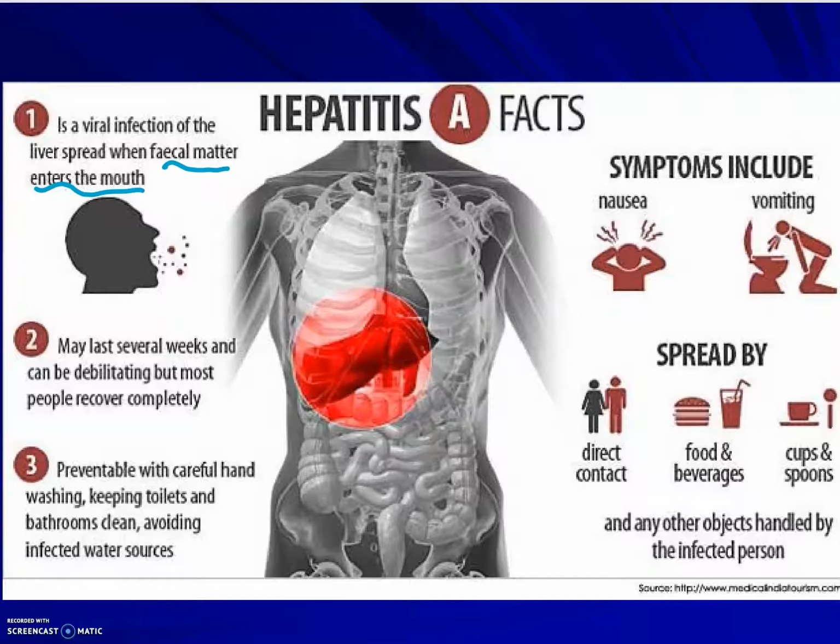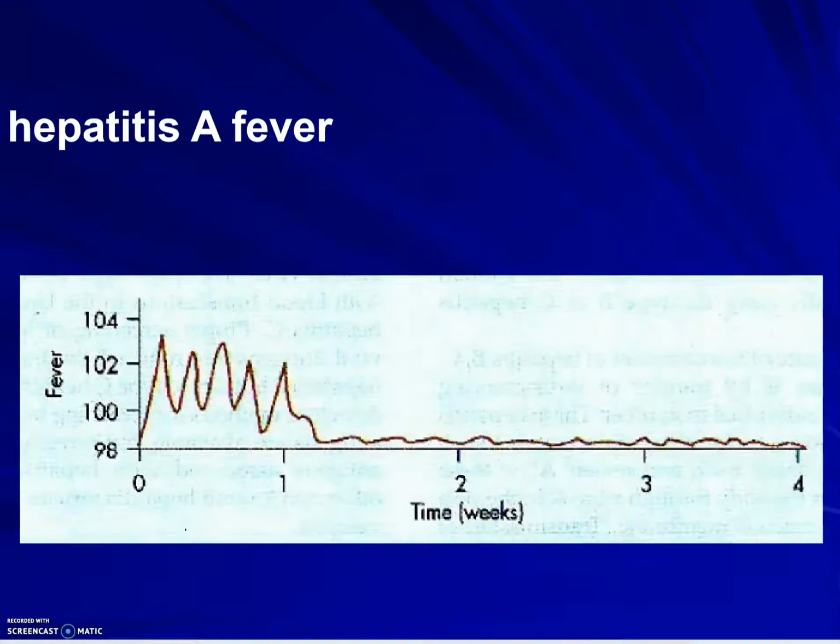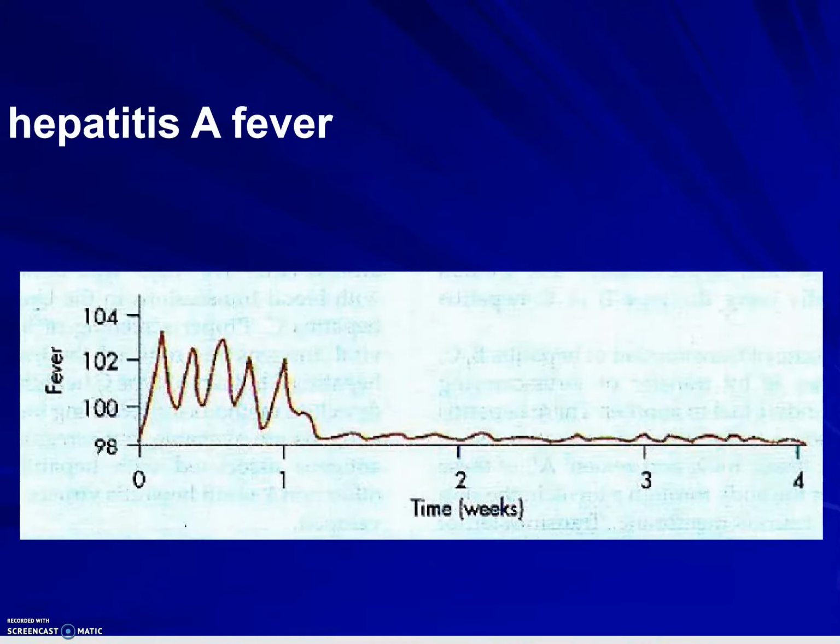The symptoms are gastrointestinal, so nausea, vomiting, and then it's spread through direct contact, food, beverages, cups, spoons. So here is a slide that shows the hepatitis A fever that kind of goes up and down, so undulating, that's what that's called, for the first week, and then it kind of goes down.